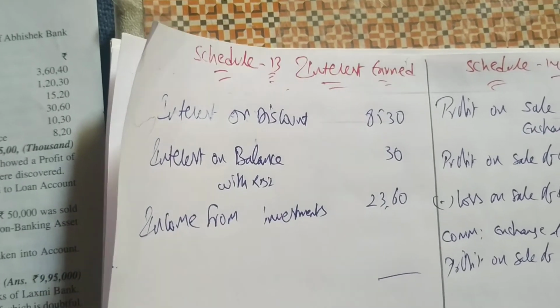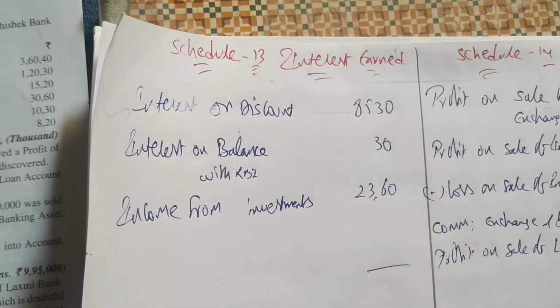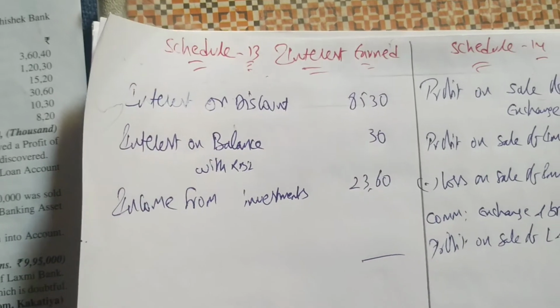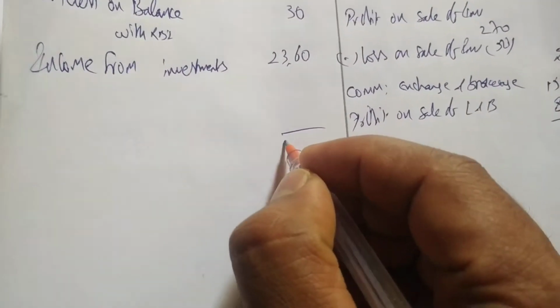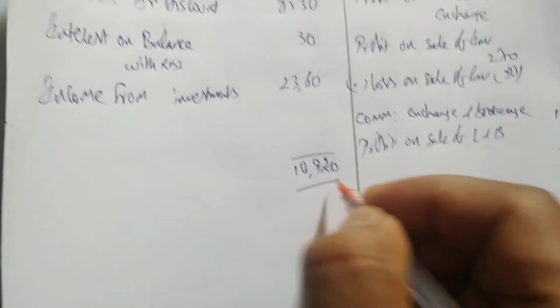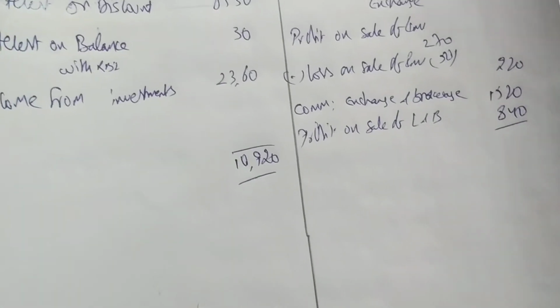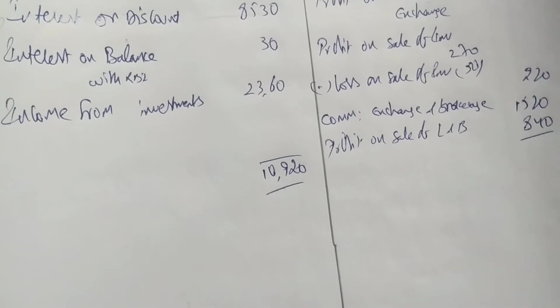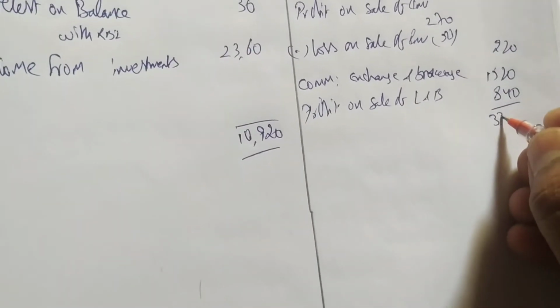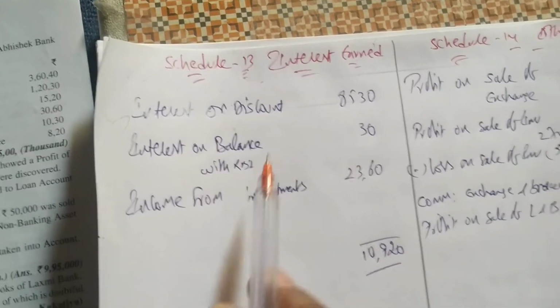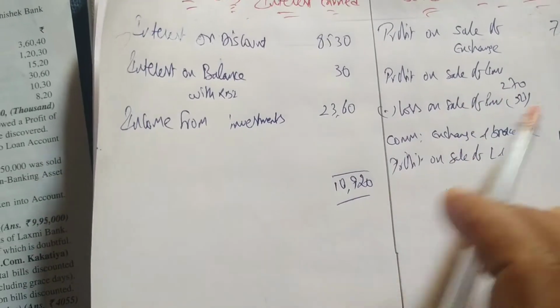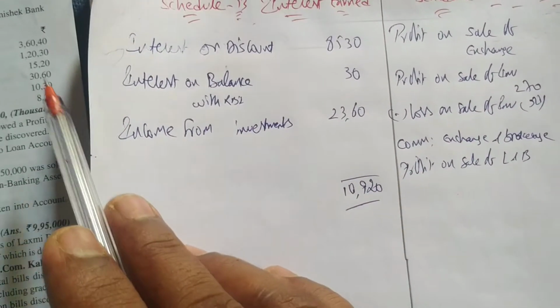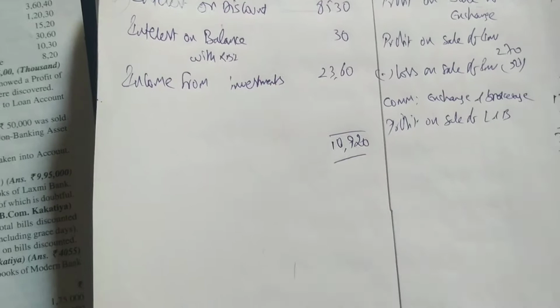So we do the totals. For schedule 13, 8530 plus 30 plus 2360, we are getting 10,920 as the total of interest earned. And 730 plus 220 plus 1520 plus 840, we are getting 3310 as other income total. Okay, so we have done interest earned schedule number 13, and we have done schedule number 14 other income. In the same way we have to do all these calculations. Okay, so this is the first problem.